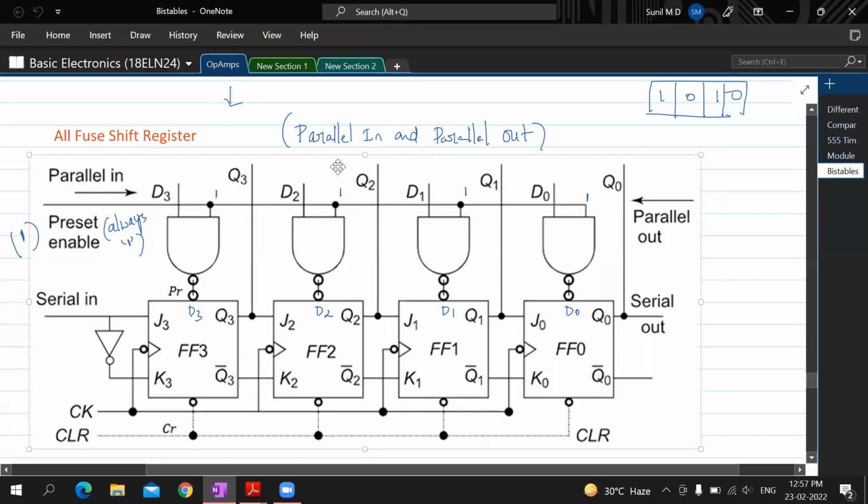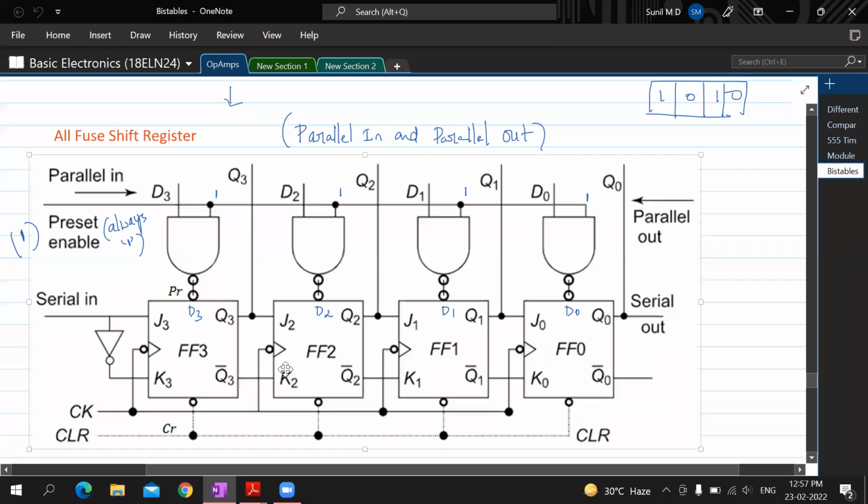Now see here, what is parallel out? How can I take it out parallelly? Now see here, every flip-flop has this clock connected to it. It's the same clock that is connected to all the flip-flops. Whenever the negative edge of the clock comes, this Q will shift, this data will shift. Understand? And whatever data is shifted, that is tapped here at the same time.